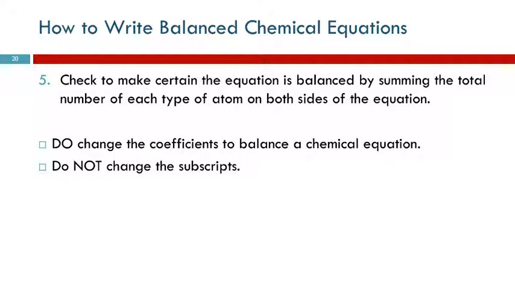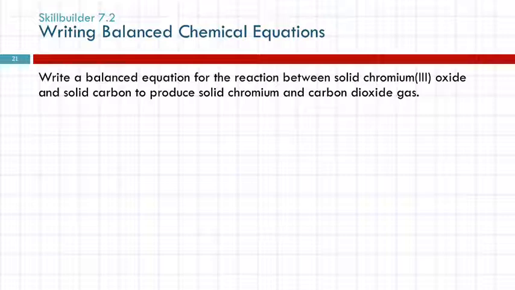And then always check and make sure that it's balanced, because sometimes you make a mistake as you're going along and you don't realize it. So double check. These two things here are very important. Do change coefficients to balance the chemical equation. Once you've got those formulas in place, you can write numbers in front of them, but that's all you can do. Do not change the subscripts on the formulas. Two very important points. So let's practice.